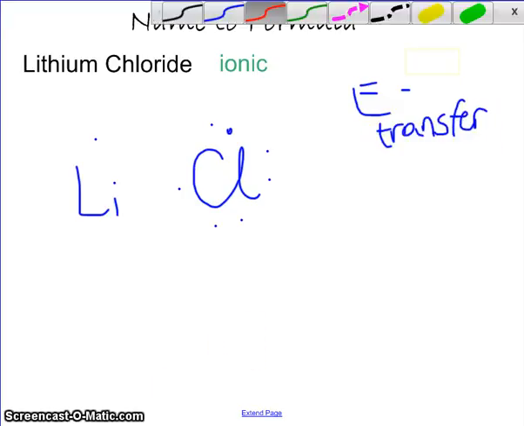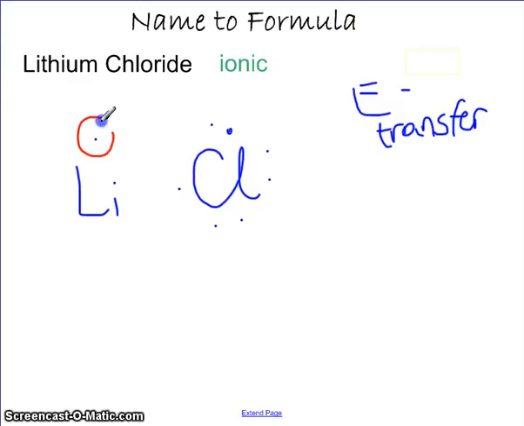So lithium has one valence electron. It's much easier for lithium to lose that one electron to be stable. Chlorine has 7, you need 8 to be stable, so chlorine only needs to gain one more. Therefore, lithium actually gives its electron to chlorine.